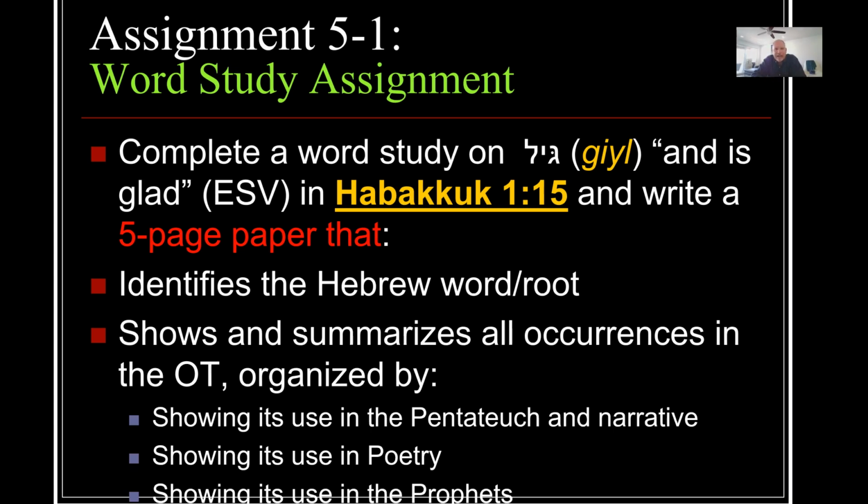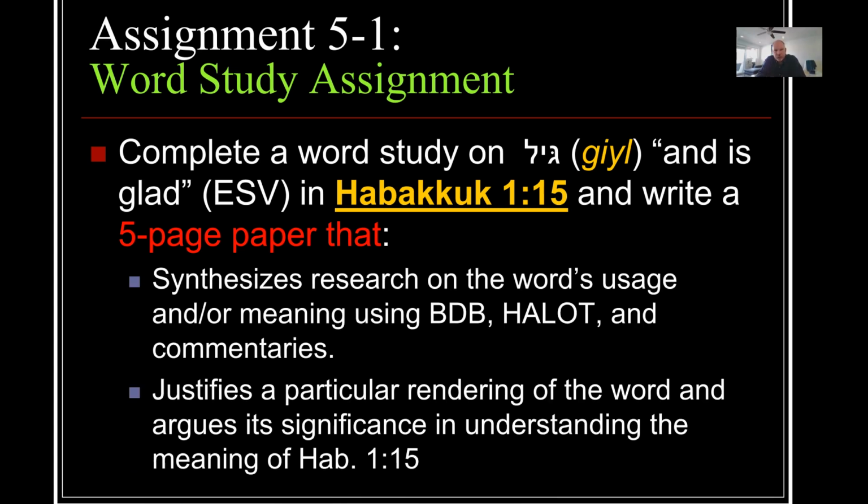And then you're to write a 5-page word study paper that identifies the Hebrew word or root, shows and summarizes all occurrences of this term in the Old Testament, organized by showing its use in the Pentateuch, showing its use in poetry, and then showing its use in the prophets. Be sure, in case you haven't done a word study in a while, do not look up how glad is used throughout the Bible. Look up how the Hebrew word is translated. Otherwise, you're going to get skewed results.